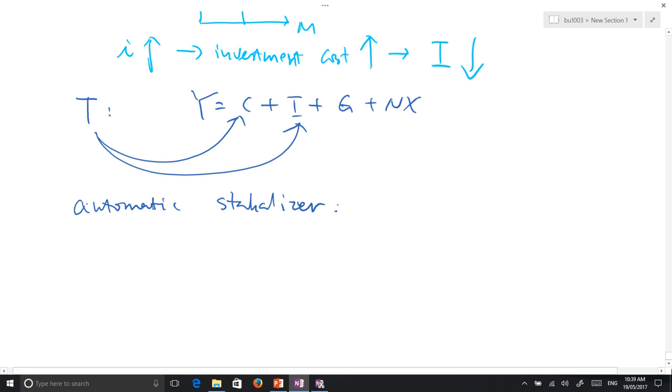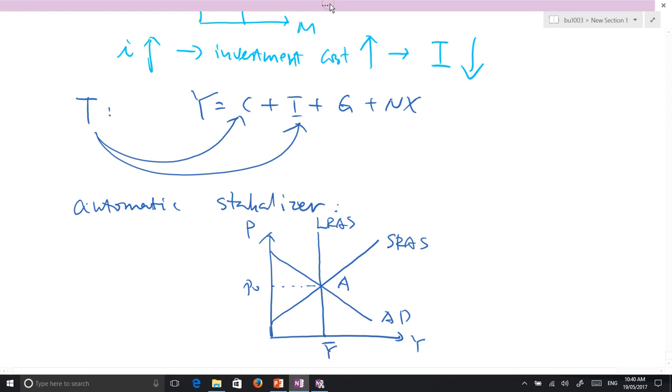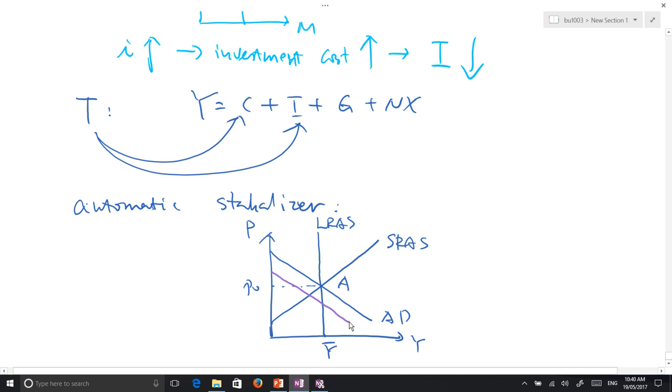For example, let's look at this economy. Aggregate demand, and long-run aggregate supply. Initially, the economy is at point A. Now, for some reason, suppose there's an adverse aggregate demand shock. So let's shift the aggregate demand curve to the left, which means price goes down, output goes down.